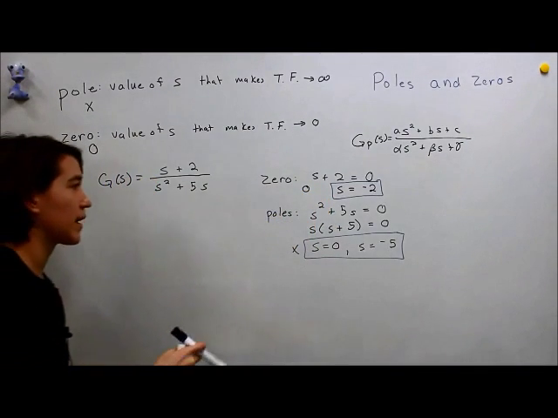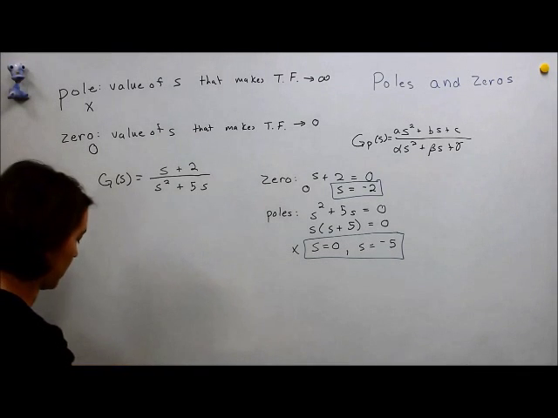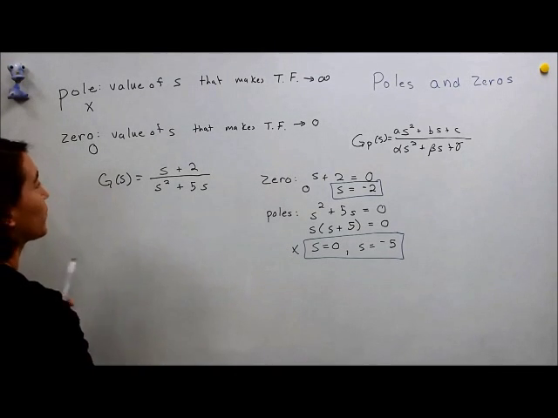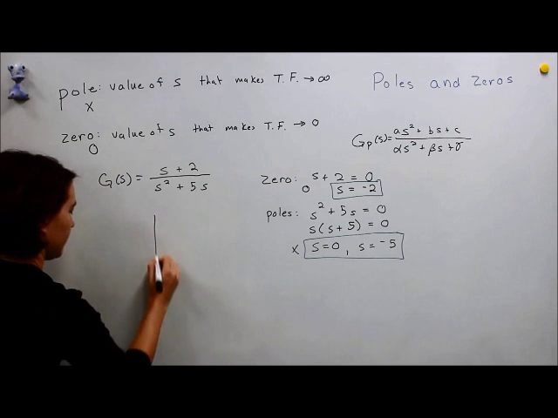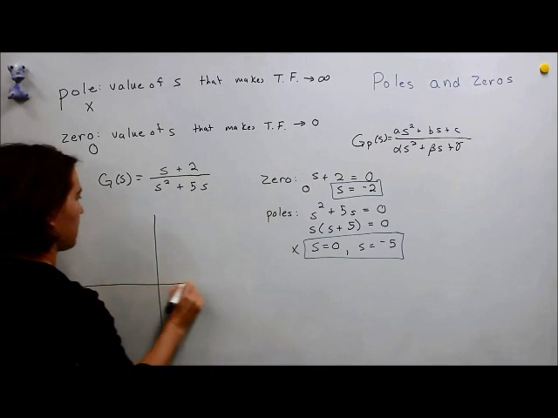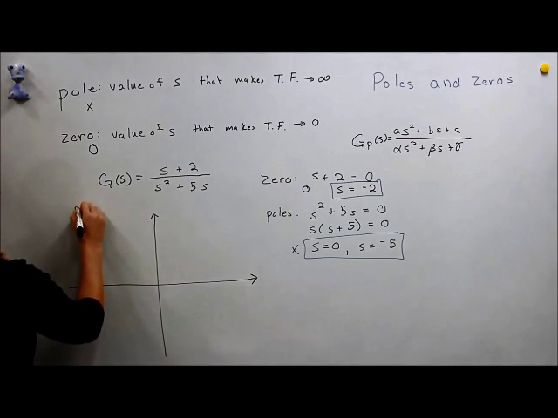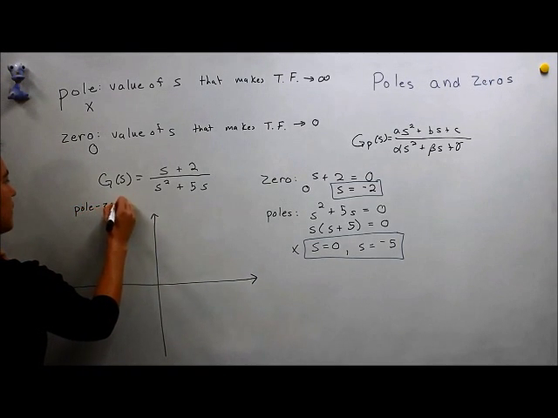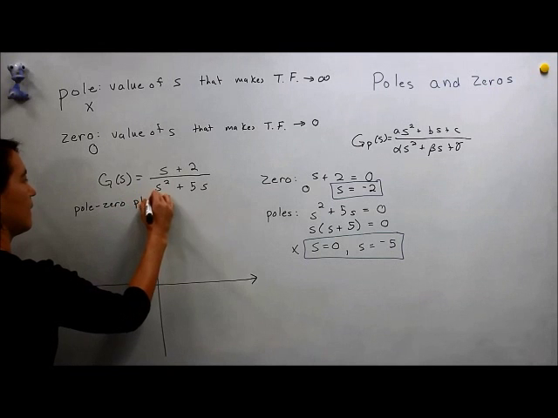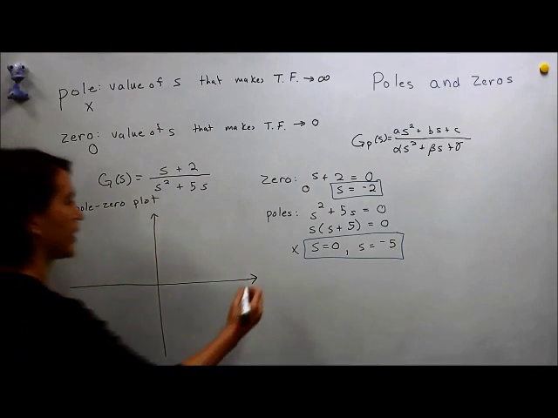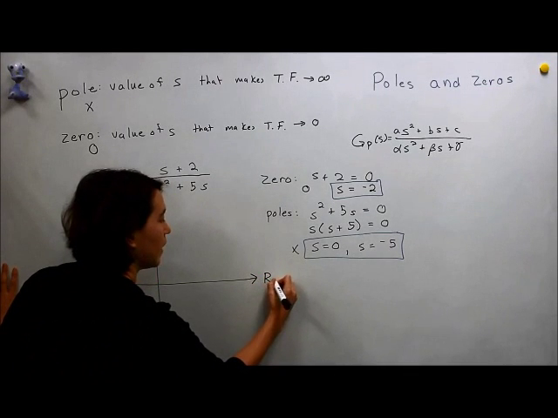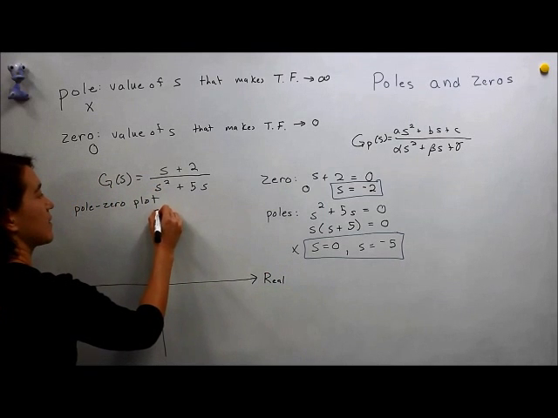And what we can do is actually map these on what we call a pole 0 plot. Okay, so this is, I'm going to write up here, pole 0 plot. And essentially all we're doing is mapping s on the real and imaginary axis.